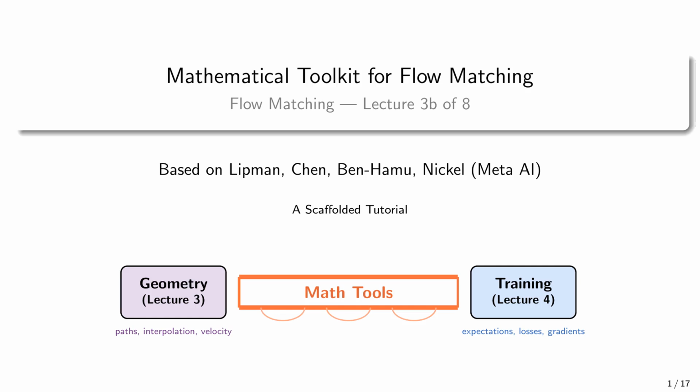Lecture 3 gave us the geometry of flow matching: straight lines from noise to data, probability paths, conditional velocities. Lecture 4 will build the training algorithm, which uses expectations, losses, and gradients heavily. This lecture bridges that gap. We will build every concept Lecture 4 needs, with code examples so you can see exactly what the math looks like in practice. By the end, Lecture 4's formulas will feel natural rather than intimidating.